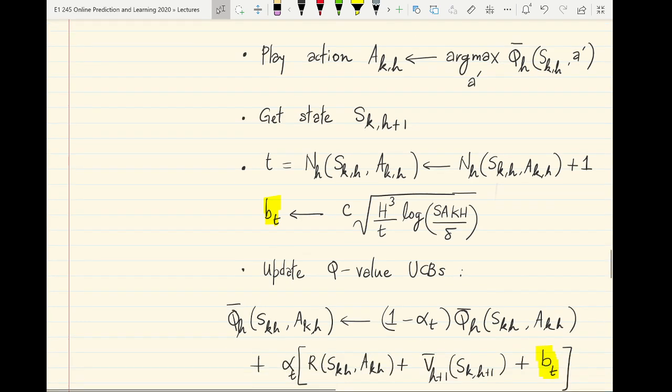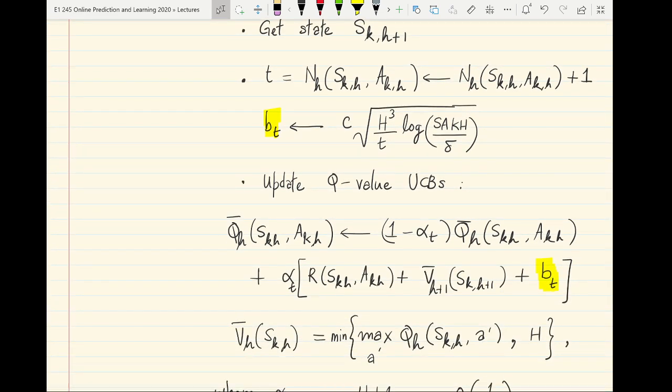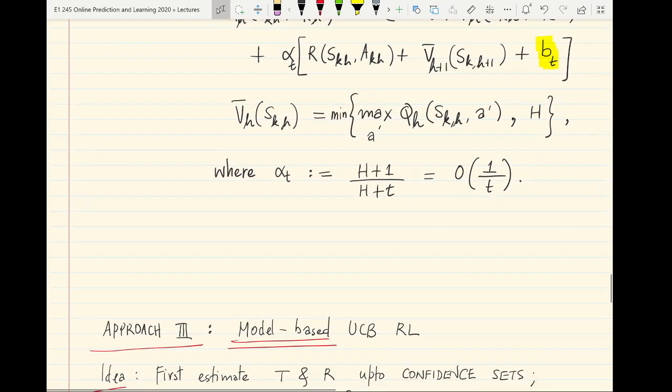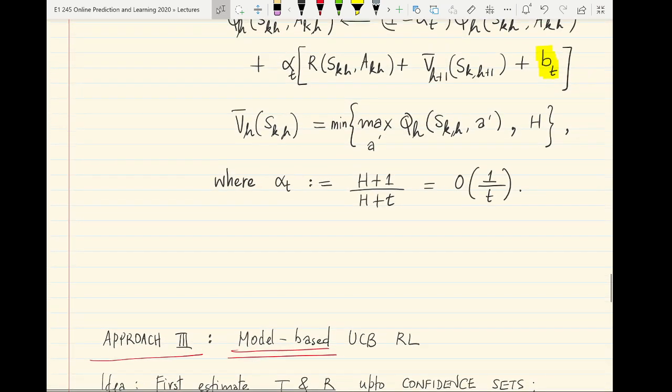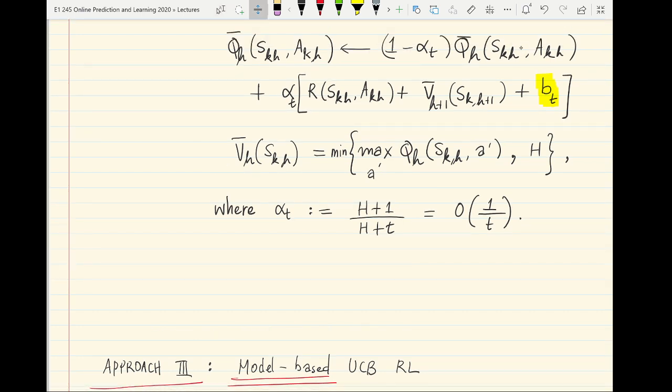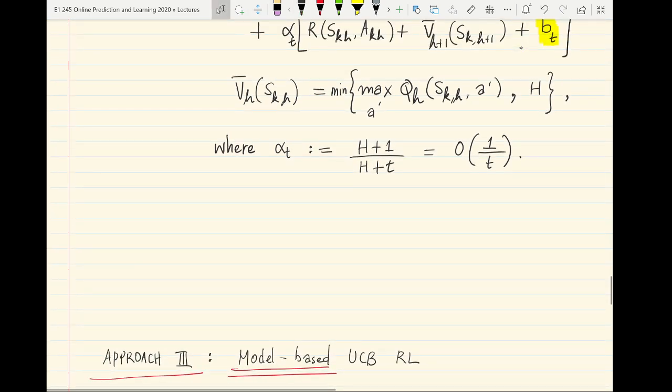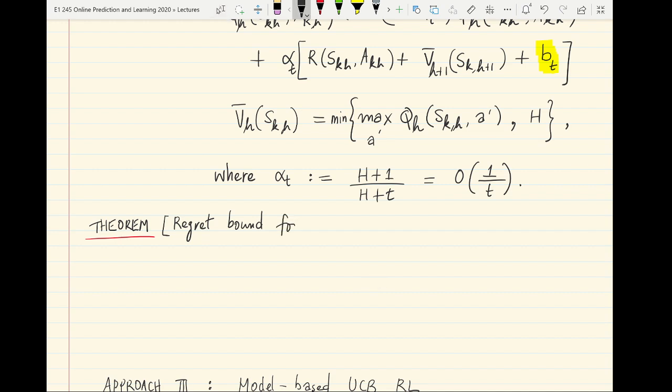Okay, and the fact that the exploration is just about enough to actually keep the regret small is stated in the following theorem. So let me state the theorem here that Jin et al. proved for this Q-learning algorithm with UCBs. So theorem, and this is basically a regret bound for Q-learning with UCB.